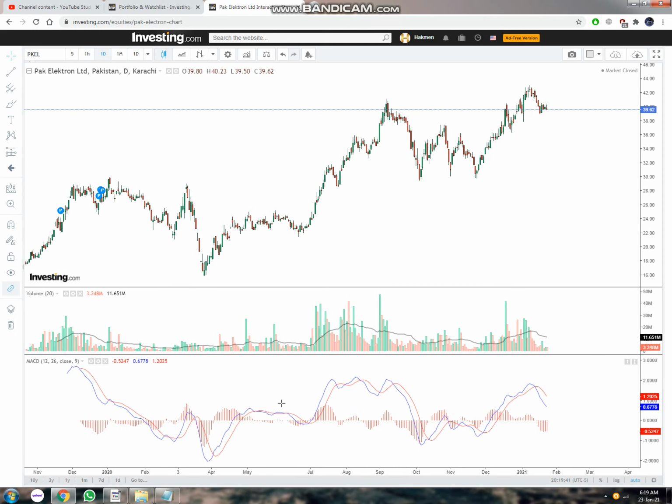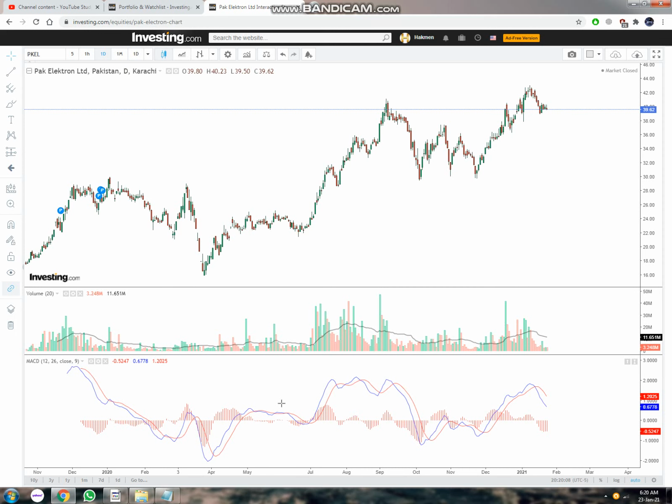Now the best areas to enter into the trend are when the histogram is below the center. Then the best area to enter the trend is when the histogram starts to decrease in size. The bars start to decrease in size, which will eventually lead to the crossover of the two lines, the crossover of the blue line over the red.